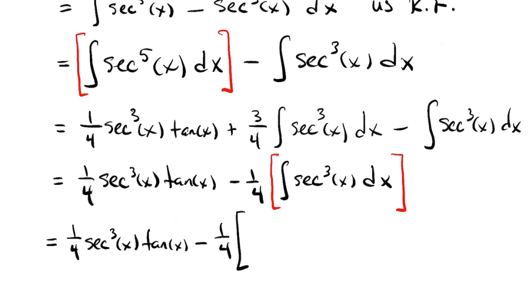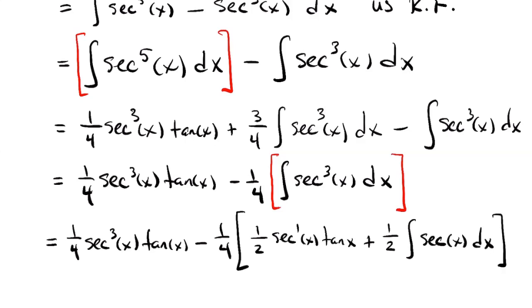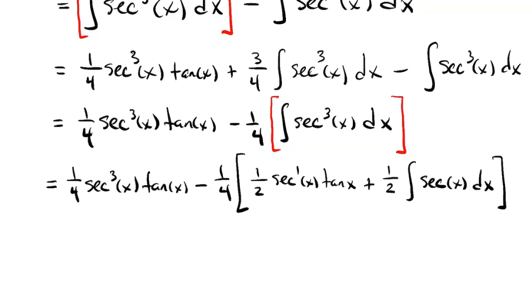And now I'm applying that reduction formula when n is 3. So it's 1 over n minus 1 times the secant of n minus 2, so that's secant to the 1st power, times tangent, plus the coefficient is n minus 2 over n minus 1. So n here is 3, so that's 1 over 2 times the integral of secant, lower the exponent by 2 to the 1st power. Okay, so there's the application of the reduction formula.